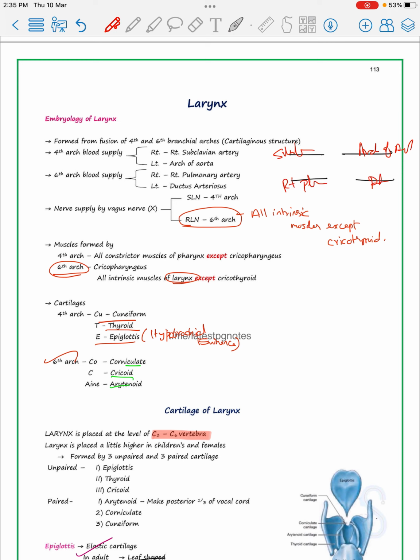This is ductus arteriosus. You can draw a diagram here, like here we have the heart, here having the arch of aorta, here having the branch, and here having the right pulmonary artery. Okay, that's it.